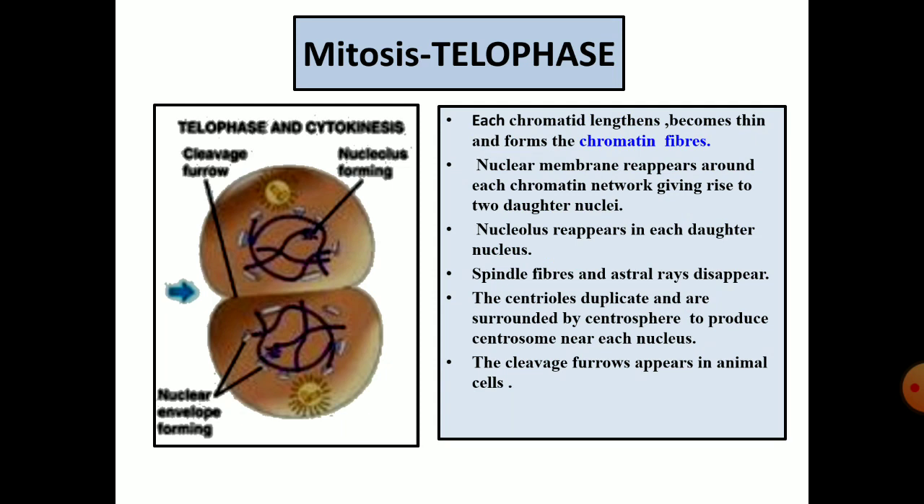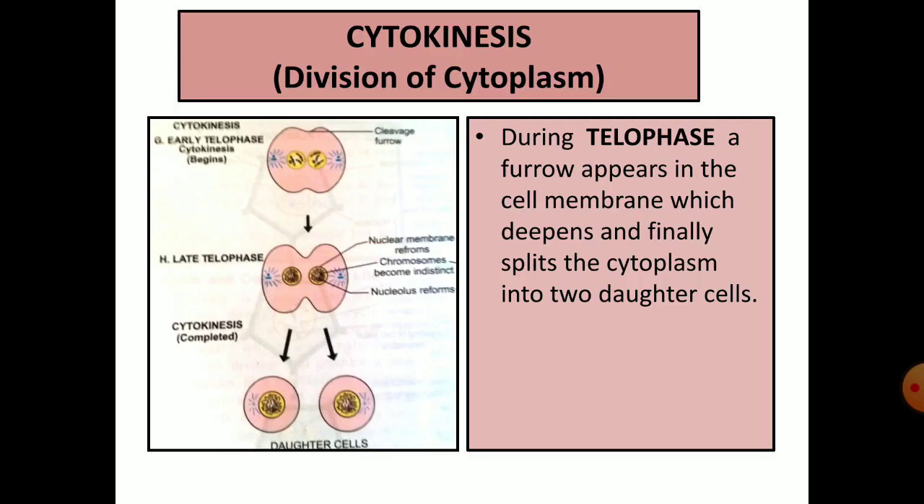The nuclear membrane reappears around each chromatin network, giving rise to two daughter nuclei. The nucleolus reappears in each of the daughter nuclei. The spindle fibers and the astral rays disappear. The centrioles duplicate and are surrounded by the centrosphere to produce the centrosome near each nucleus. A cleavage furrow appears in the animal cell.